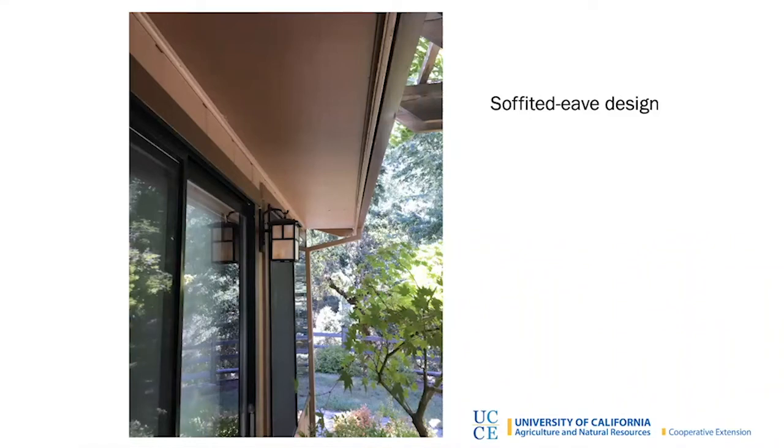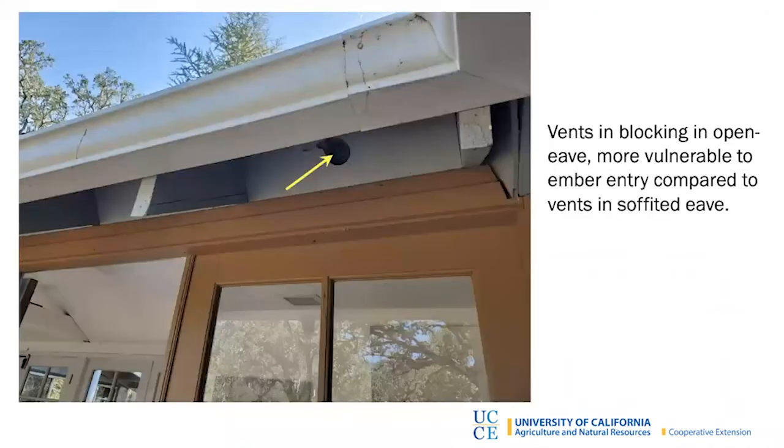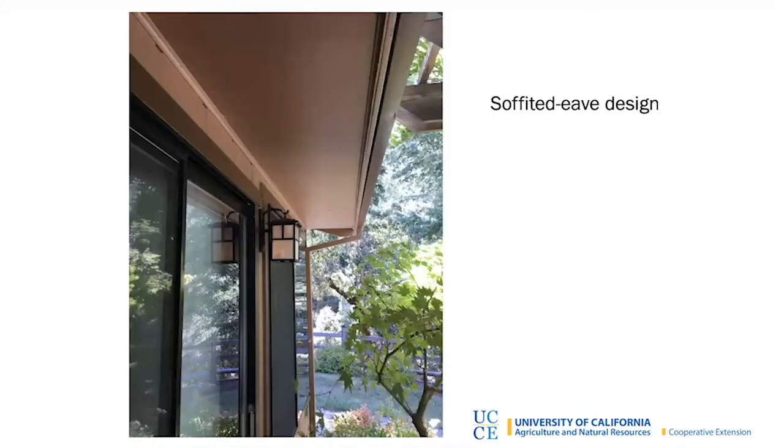One thing that we do recommend is, if you have this open eave kind of design and your pocketbook can handle it, changing and closing it or blocking it in by creating a soffitted eave design. It is a good change that will help your home better resist wildland fire exposures.